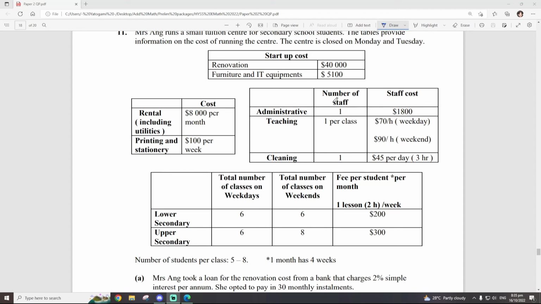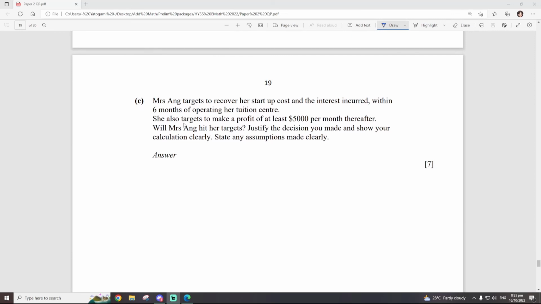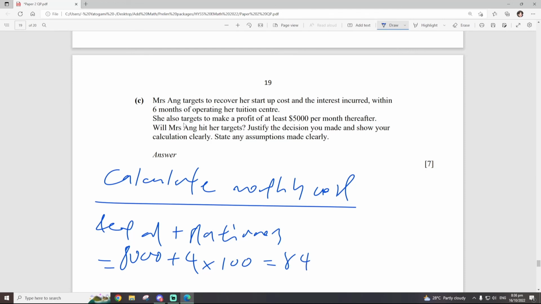We're going to start by considering the monthly cost. The monthly cost will be 8,400 for the rental plus printing. So calculate the monthly cost. So rental plus stationery. This is 8,000 plus 4 times 100 equals 8,400.